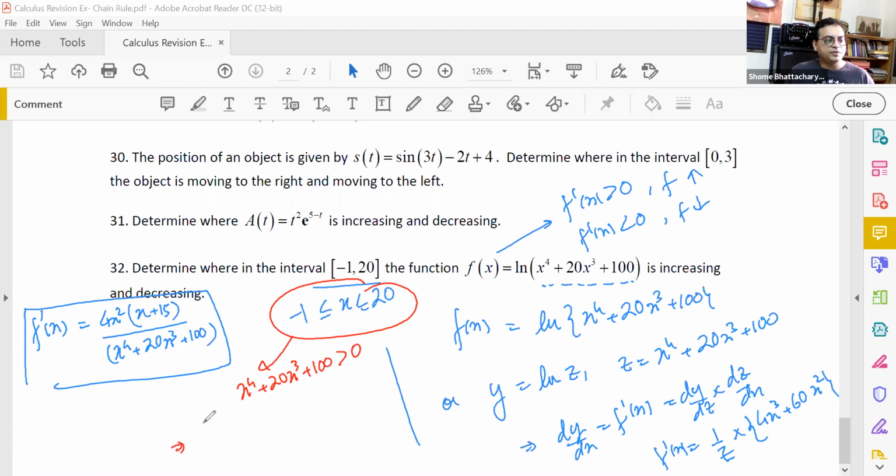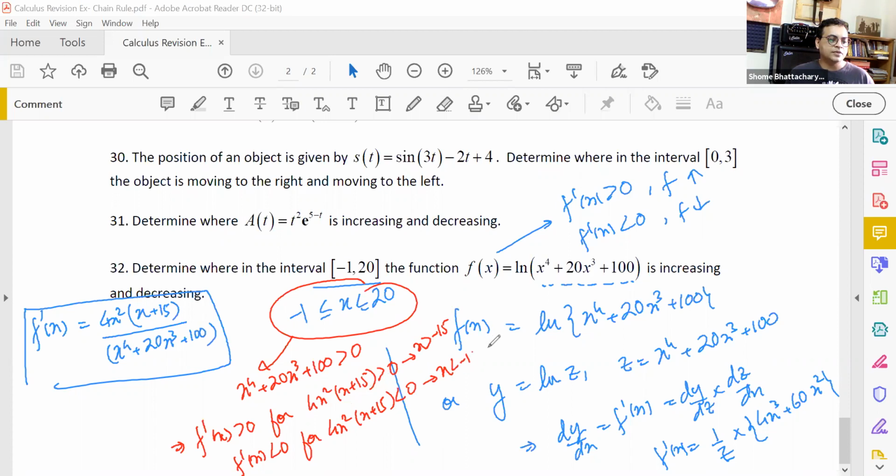So that means f prime x is positive for the numerator being positive, and it is negative for, again, the numerator being negative. Now the numerator, x square is a non-negative term, so basically we are dependent on x plus 15. The condition for x plus 15 to be greater than 0 is that x is greater than -15, and the condition for x plus 15 to be negative is that x should be less than -15. So this is actually falling outside this domain.